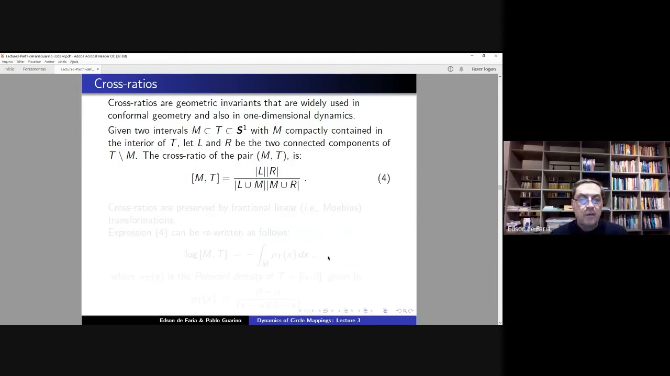Okay, so the bars, as usual, the bars around the letters denote the lengths of these intervals. Now, this is only one of the possible cross ratios that you can use. There are many others. For instance, you could use another cross ratio, which is just MT divided by LR. Which cross ratio you use depends on the dynamical problem that you're considering, or on the geometric problem that you're considering. And the basic fact about cross ratios is that they're preserved by Möbius transformations.